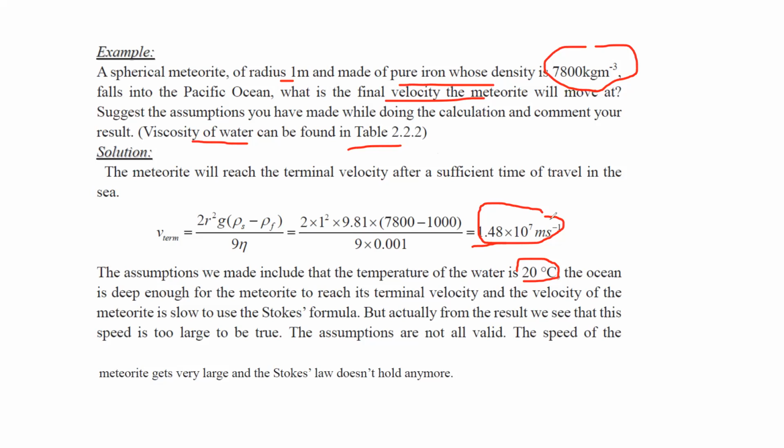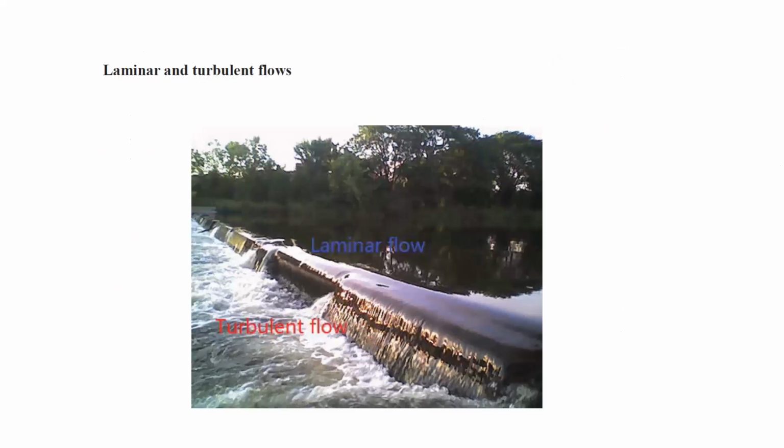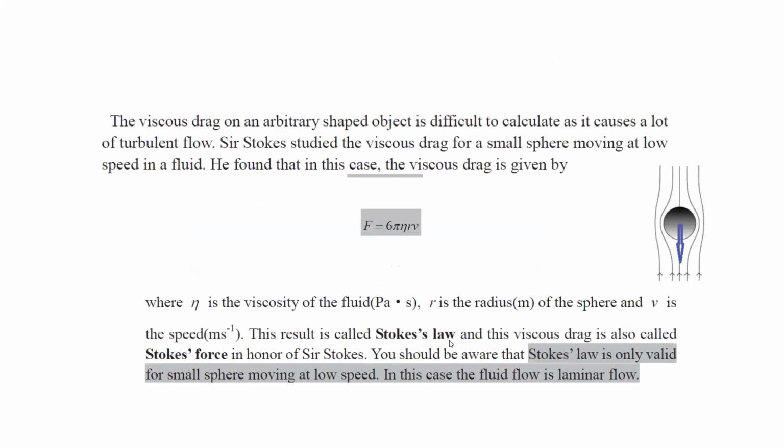It is about 1.48 into 10 power 7, and the speed of light is 3 into 10 power 8, so it is closer, not very close, but closer to the speed of light. That's why practically Stokes law does not hold for this calculation. Because if the object is moving too fast, we cannot apply it, so we considered that the temperature of the ocean is not changing and the object reaches the terminal velocity. So this was about fluid flow and terminal velocity.